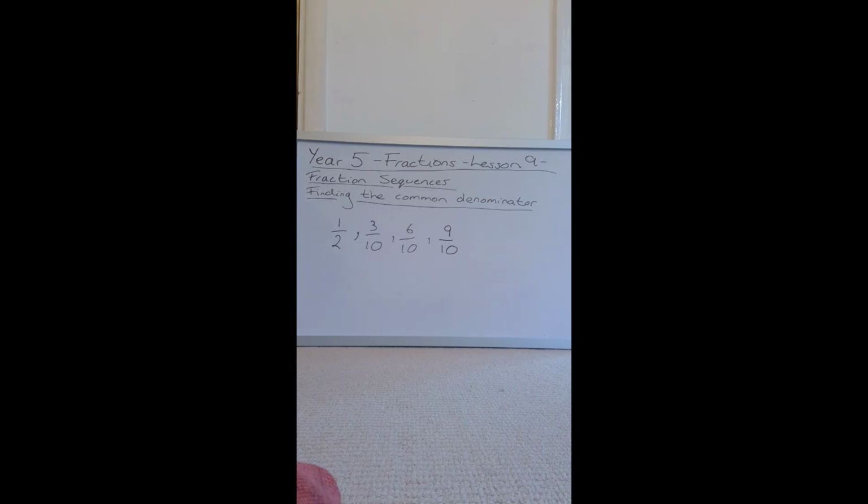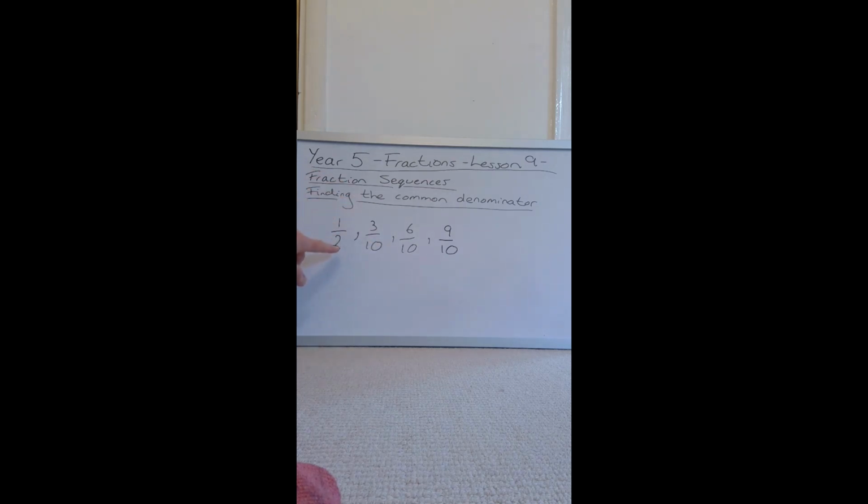One final way of looking at fraction sequences is where we don't have a common denominator and we need to find one. In this case, we want to put them in the correct order. We're starting at the smallest and working our way up to the largest. We have a half, 3/10, 6/10, and 9/10. Now at the moment, we do not have one common denominator, so we need to find a common denominator.